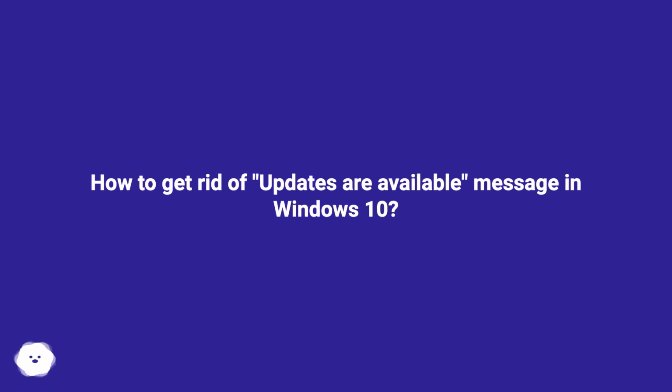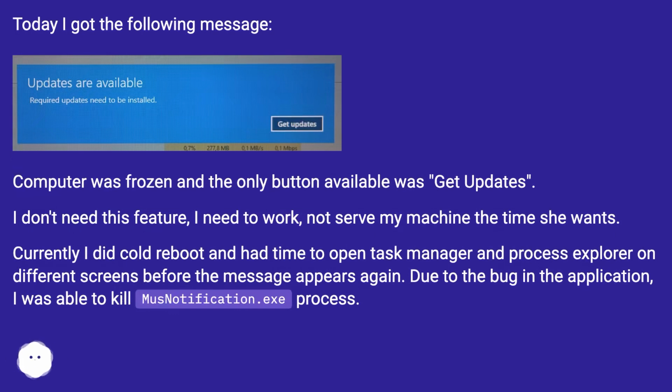How to get rid of the "updates are available" message in Windows 10. Today I got the following message. The computer was frozen and the only button available was "Get updates". I don't need this feature. I need to work, not serve my machine whenever it wants.